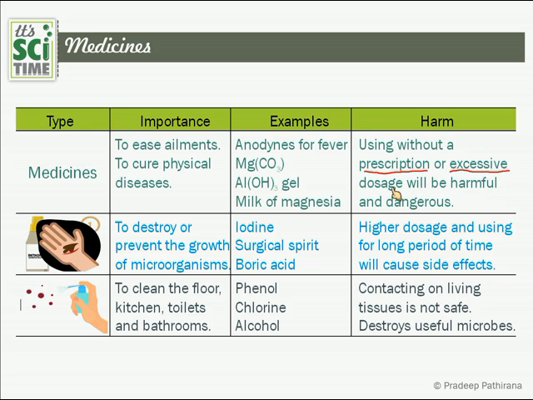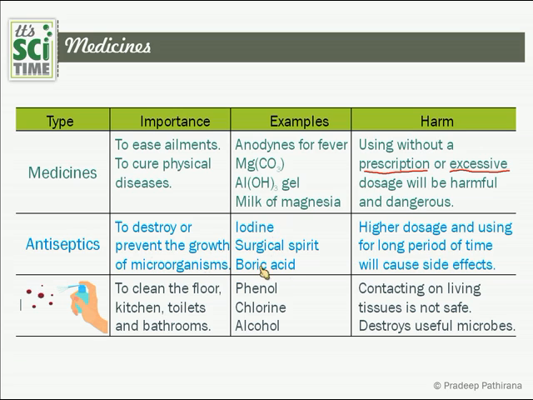The other fact is, if you take an overdose, that is also dangerous. Normally with a prescription, doctors advise us on the amount of medicine to take. If you take more than that, that is harmful. And the second thing, you can see there is a wound, and Betadine is a famous brand name. It contains iodine solution, and this type we use as antiseptics to destroy or prevent the growth of microorganisms. That's the importance of it.